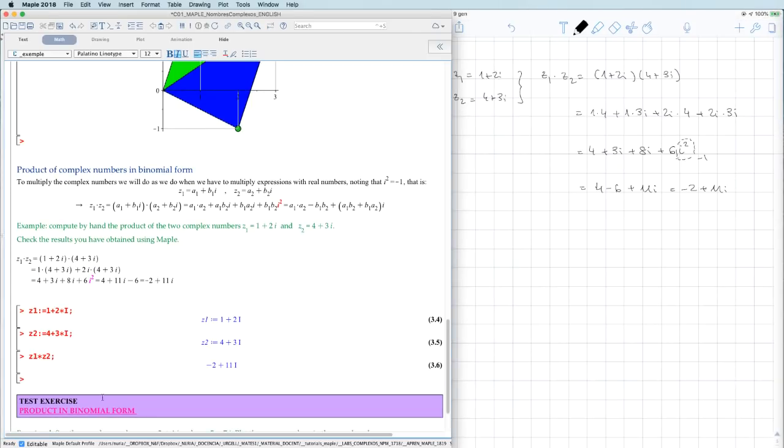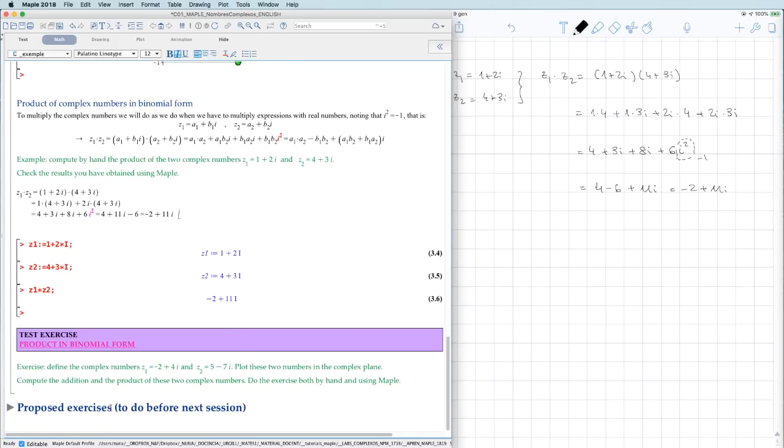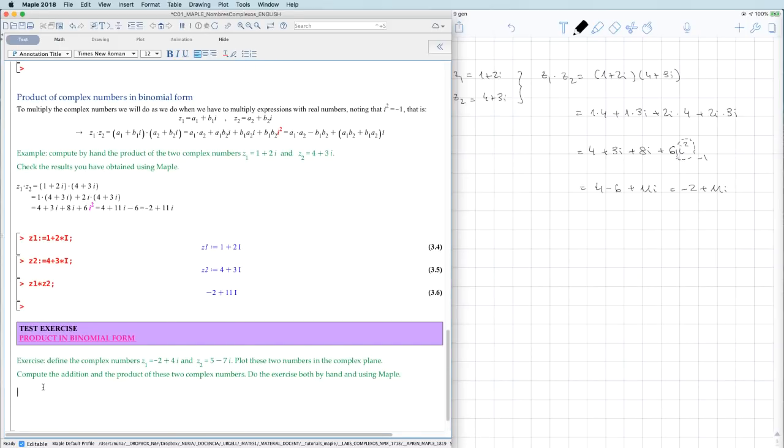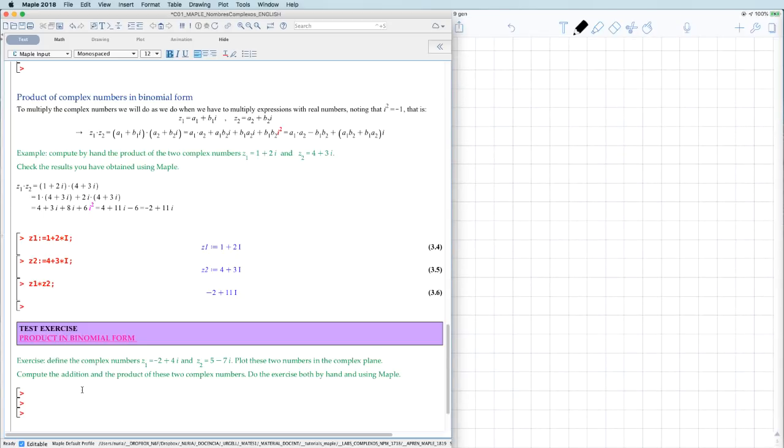So now that you know how to make products, you can go to the exercise, and we are going to do one final exercise. We have two complex numbers again. We have to plot them in the complex plane and then add and do the product of them. So let's do it first by hand. z1 is going to be minus 2 plus 4i. z2 is going to be 5 minus 7i. The first thing is that this is going to be associated to the point minus 2, 4, and the second one 5, minus 7.